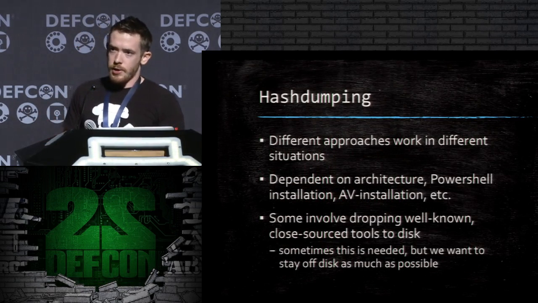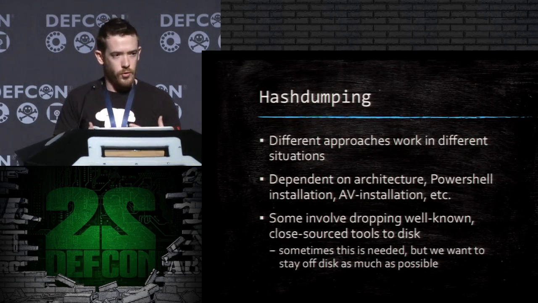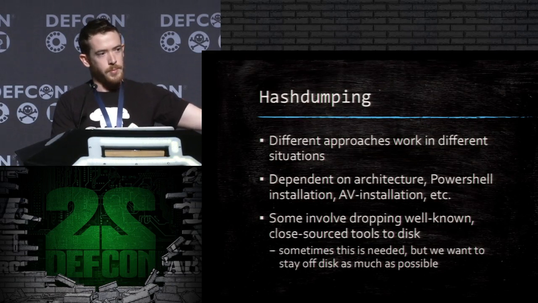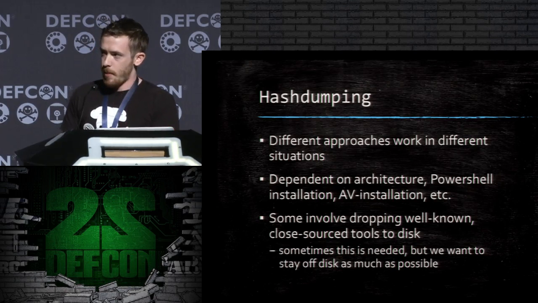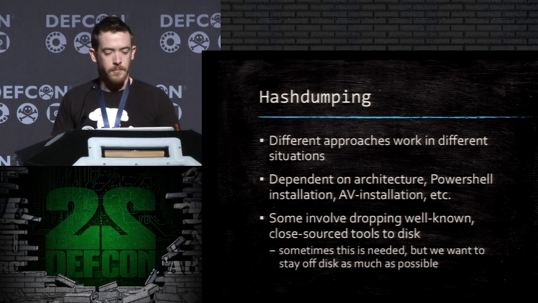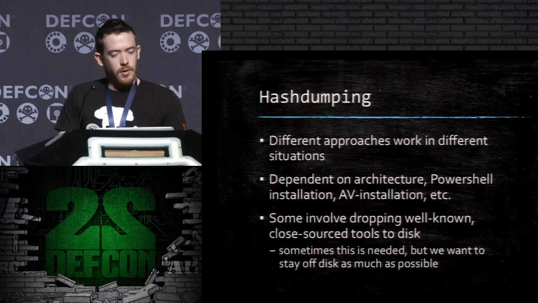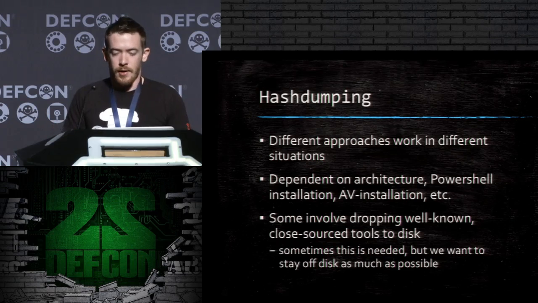The thing, like I mentioned with hash dumping, is different actions work in different situations. So if you want a universal solution, you need to expose all those options, but you know, maybe you can automate some logic in. Depending on architecture, PowerShell installation, AV installation, all those types of things, they can affect what you might do. And some of these, like I mentioned, involve dropping a well-known closed source tool to disk. This can sometimes be needed. You always want to have options and fallbacks, but we like staying off of disk as much as possible.